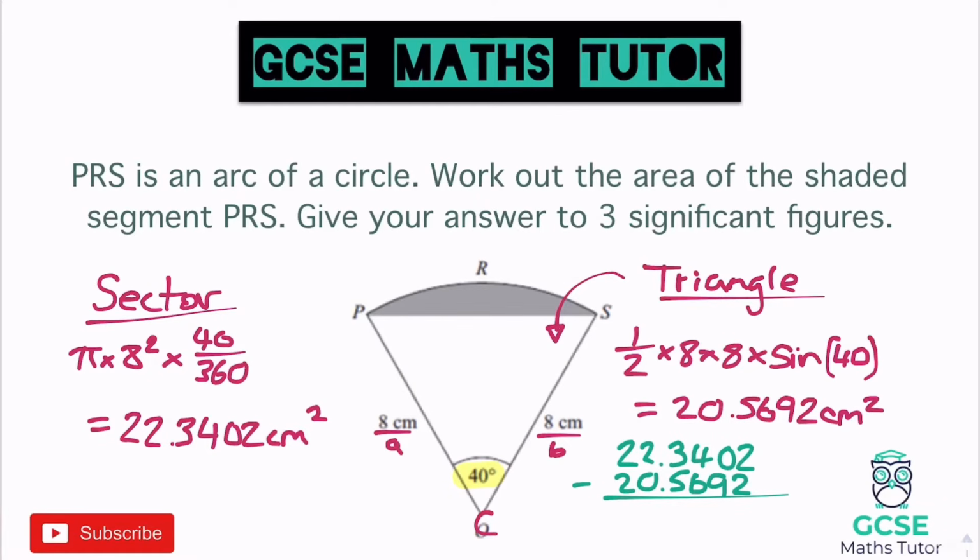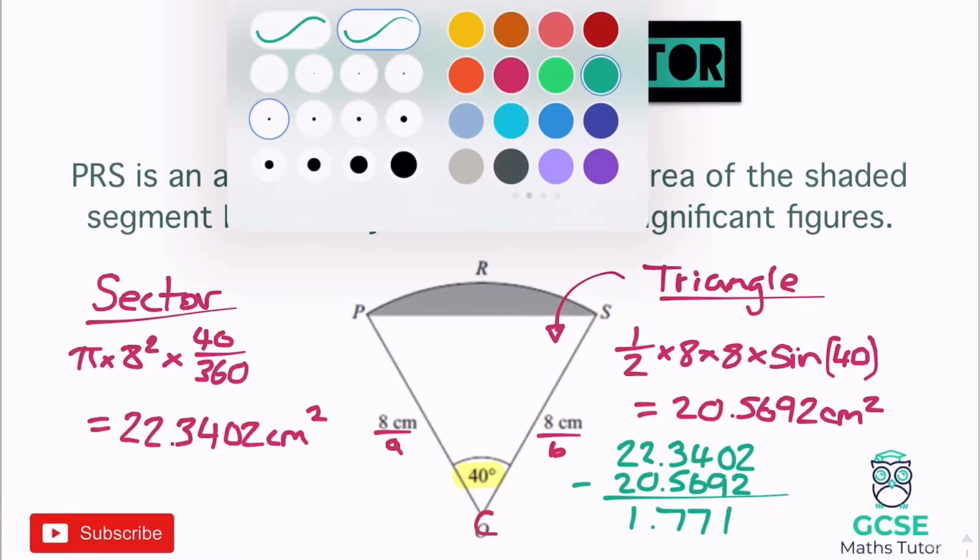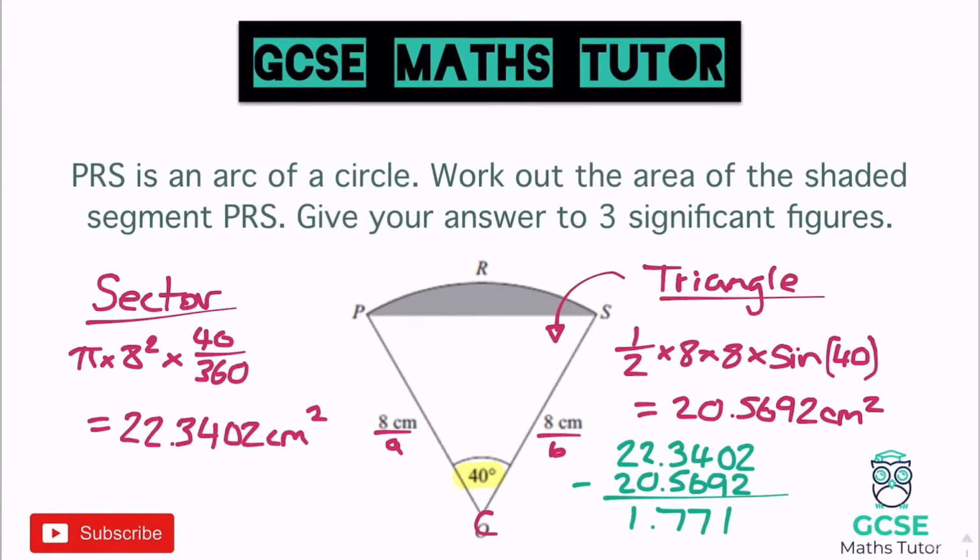20.5692. There we go, and that gives me a final answer of 1.771. And obviously it wants my answer here to 3 significant figures, so we'll chop it after that second decimal place there, so it's 1.77. There you go, it's an area, so centimetres squared. And there we go, there's our final answer. That's how to work out the area of a shaded segment.